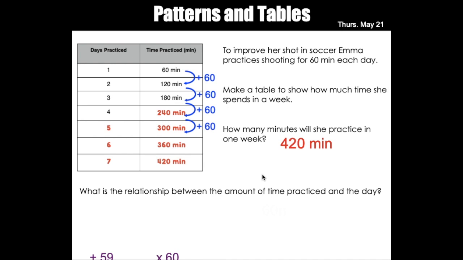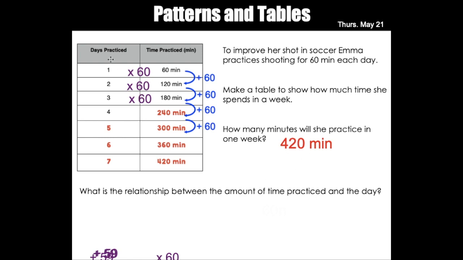What is the relationship between the amount of time practiced and the day? If each day it's adding 60 minutes, the relationship here is going up by 1 plus 59, but I know that 2 plus 59 is definitely not 120. The relationship is to times by 60. On the first day, I did 60 minutes. On the second day, it's 2 times 60 because I'm on the second day, 2 groups of 60. On the third day, 60 more minutes, or 3 times 60.